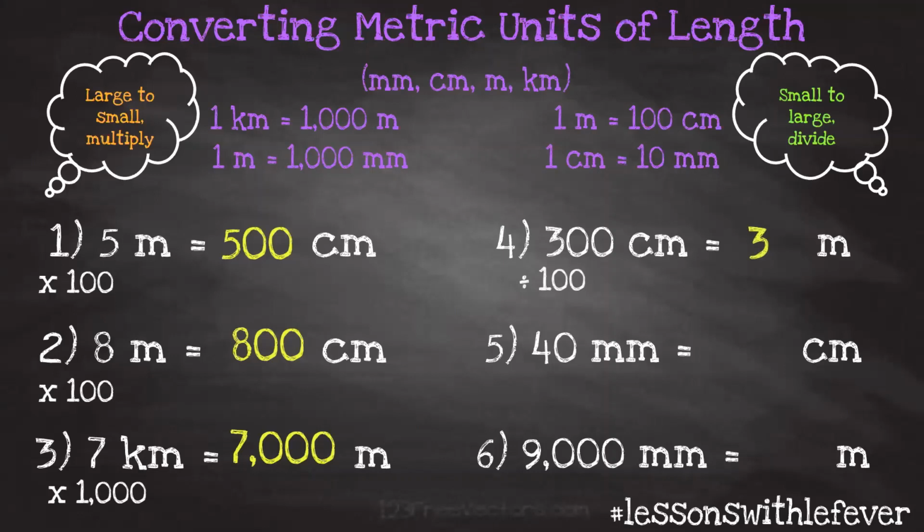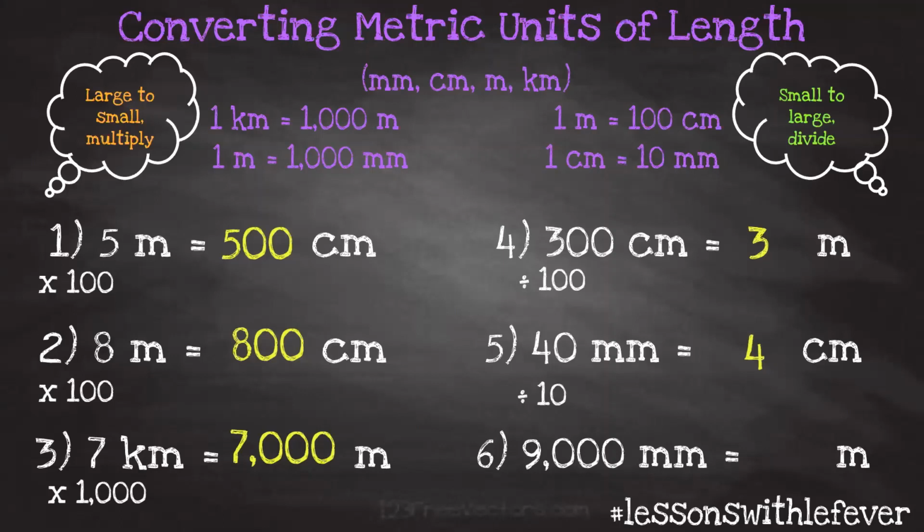Number 5, 40 millimeters equals how many centimeters? Again, we're going from a smaller unit to a larger unit. Millimeters are smaller than centimeters. So I have to figure out how many millimeters is equal to 1 centimeter. Up here it tells me that 1 centimeter equals 10 millimeters. So I have to divide 40 by 10, and that will give me 4.